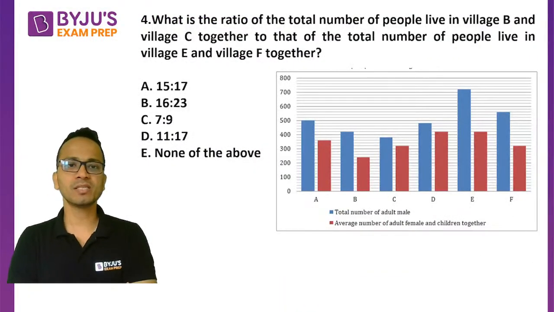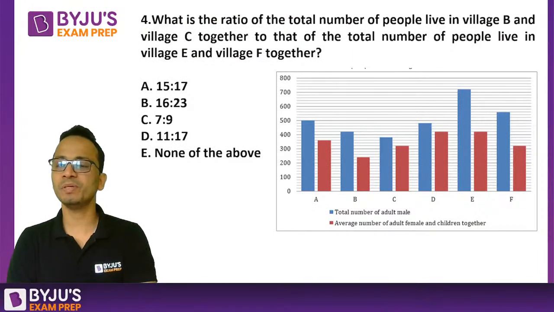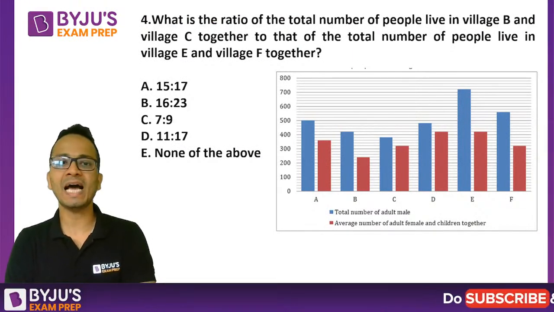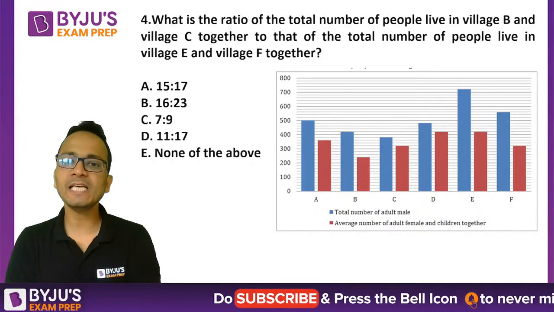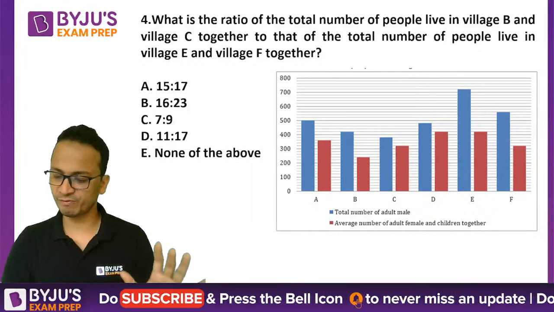Now, question number 4 is, what is the ratio of total number of people living in village B and C together to that of total number of people living in village E and F together? So the question is very straightforward.